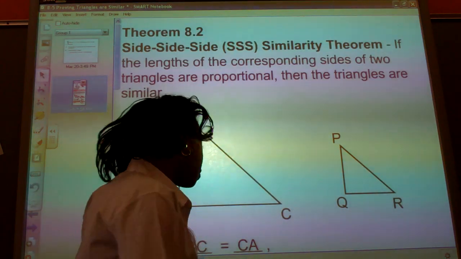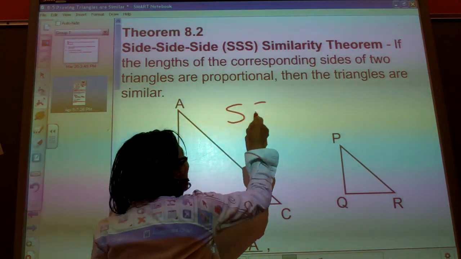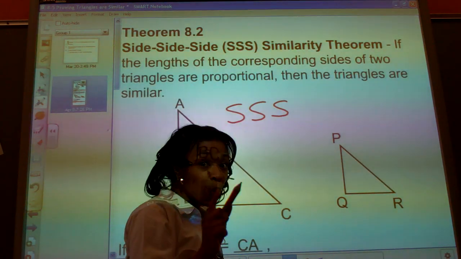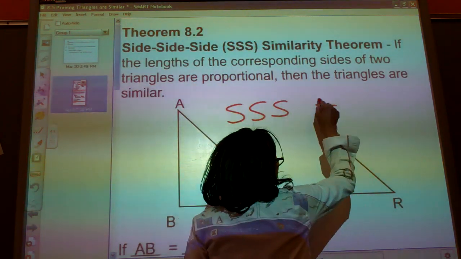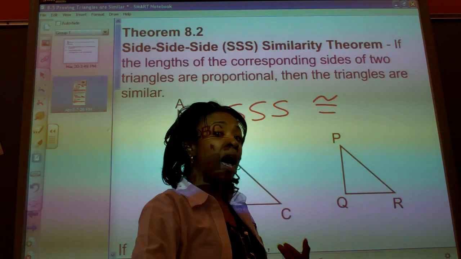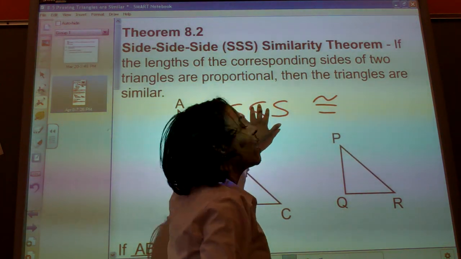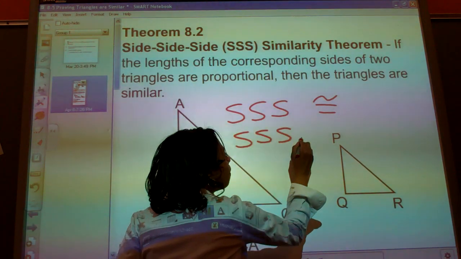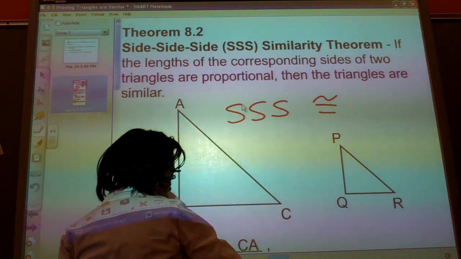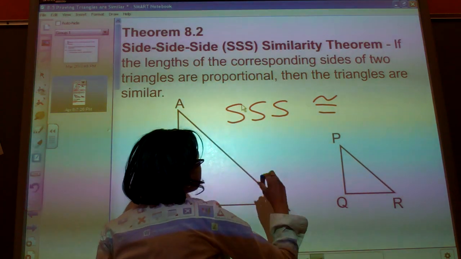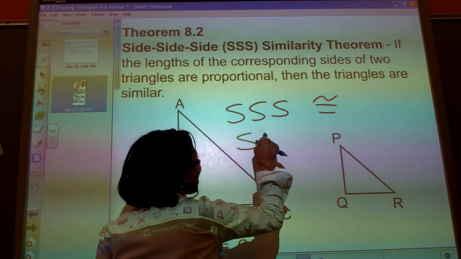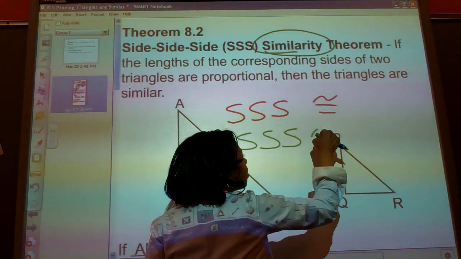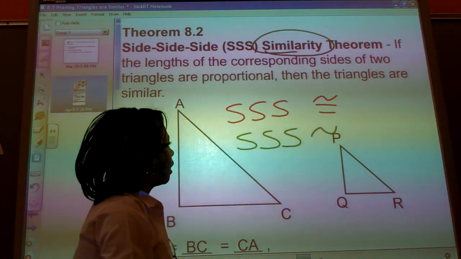If you remember before, we did side for two triangles when we said they were congruent. Congruent, remember, means same size, same shape. We can use side again, but this time, and I'll write it in a different color, we're going to do side. The key word is similarity with the squiggly line.